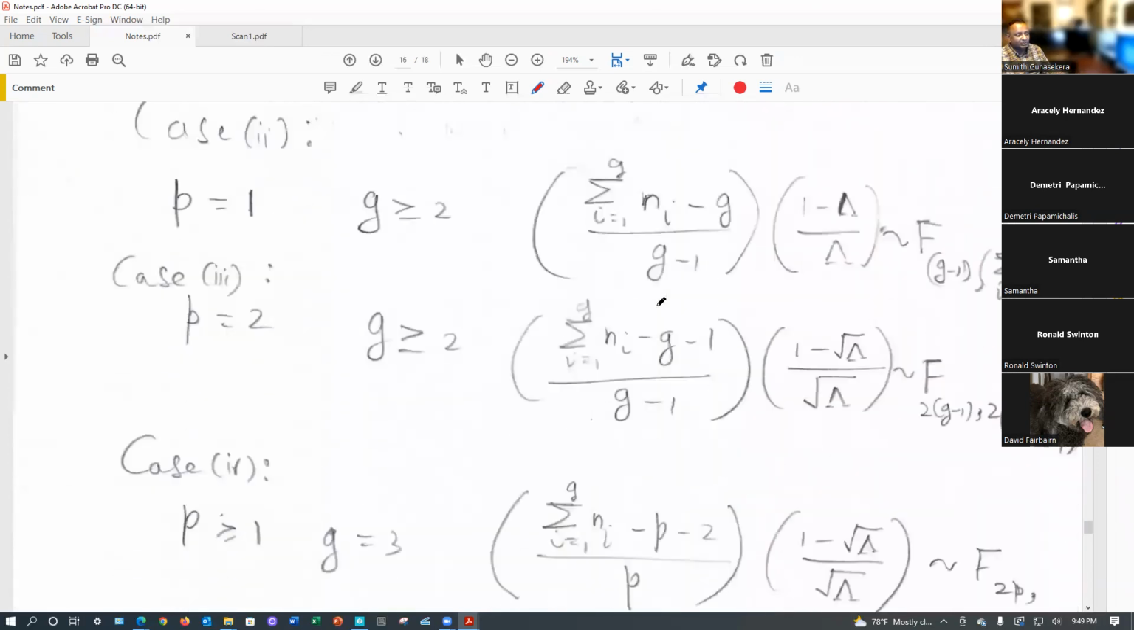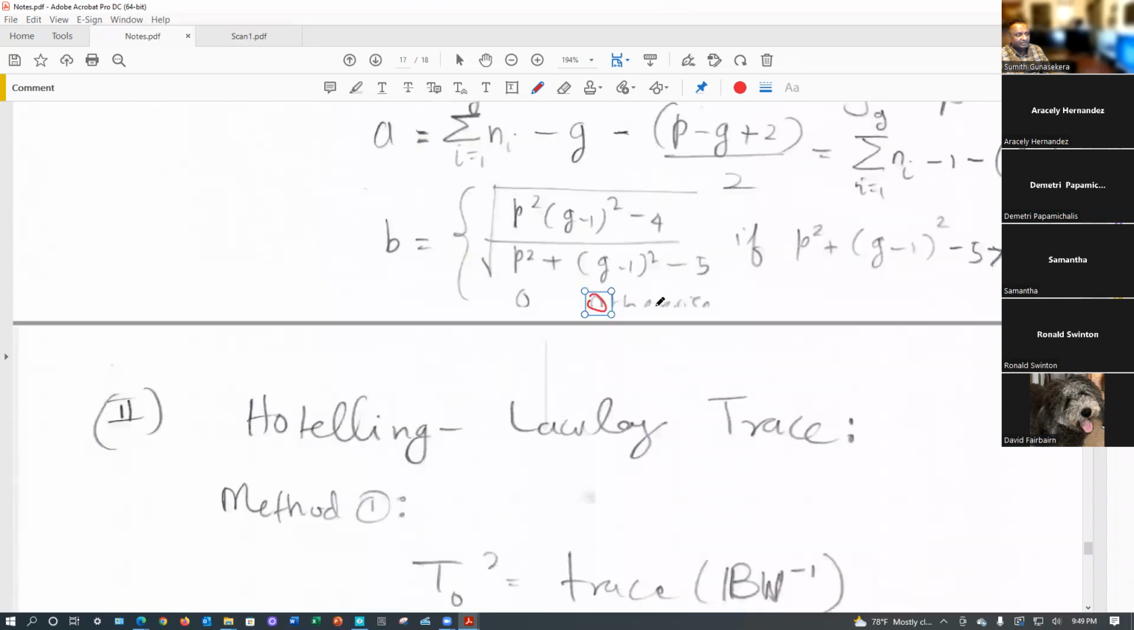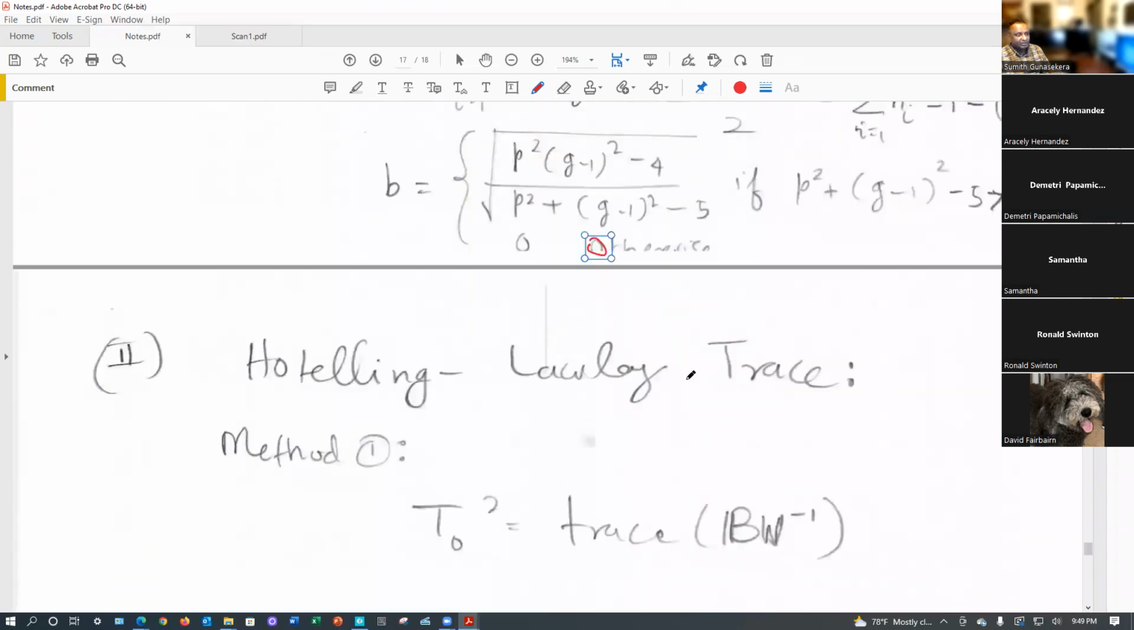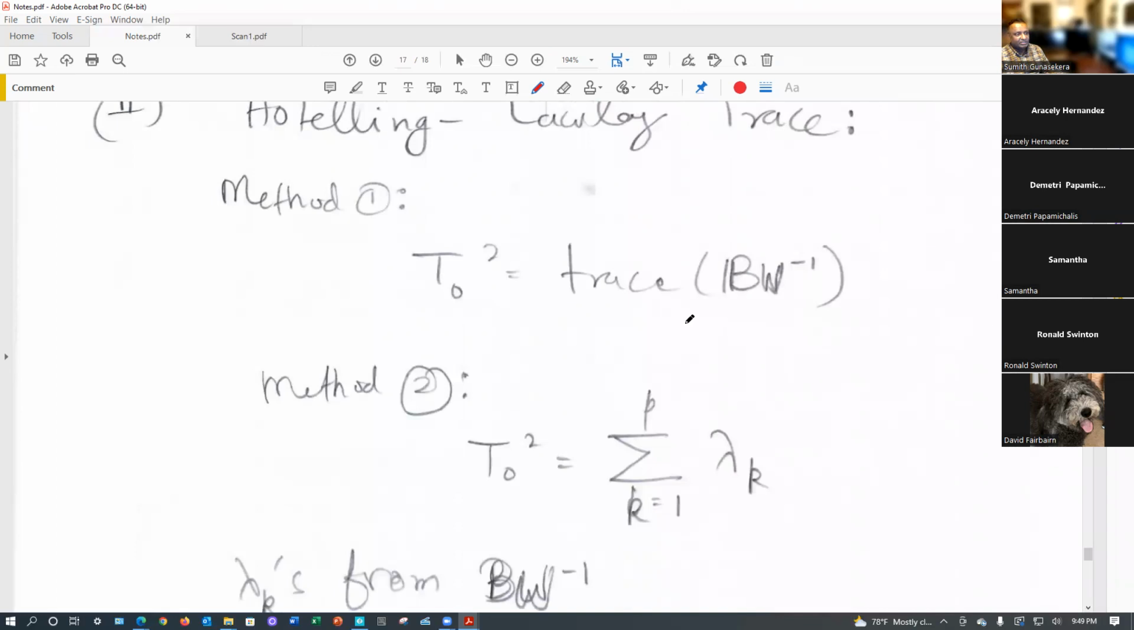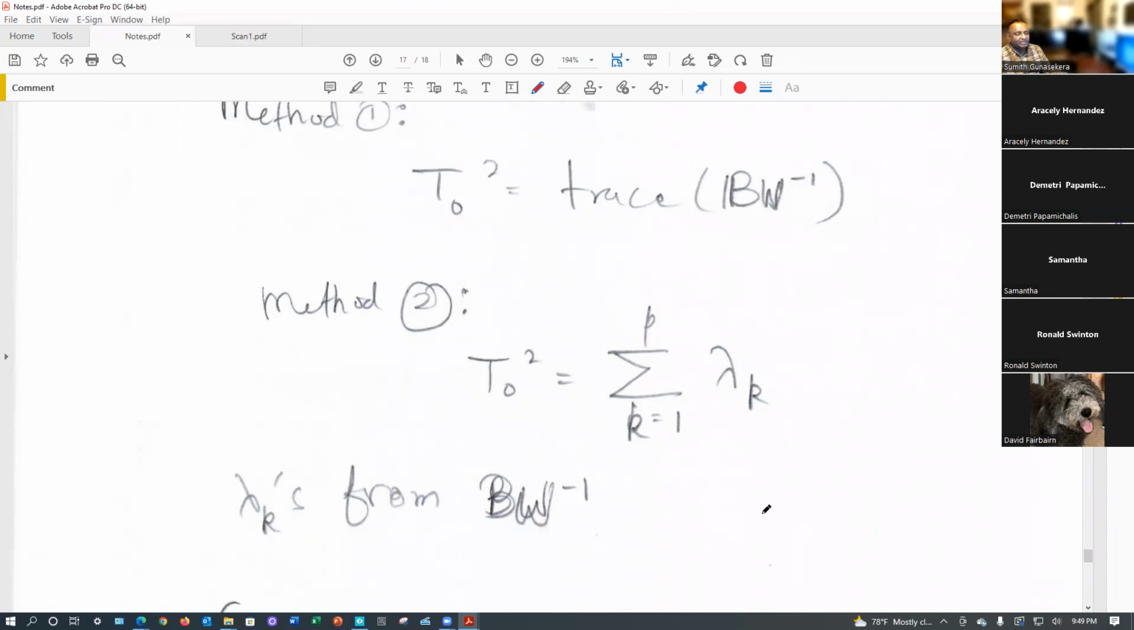Let's go to the second one. Second parameter, Hotelling-Lawley trace. See? Method 1. You can get the trace of this guy, which is denoted by, I'm going to use this notation. Or you get the lambda k, sum up all the eigenvalues from this guy, B W inverse. You know B matrix, you know W matrix.